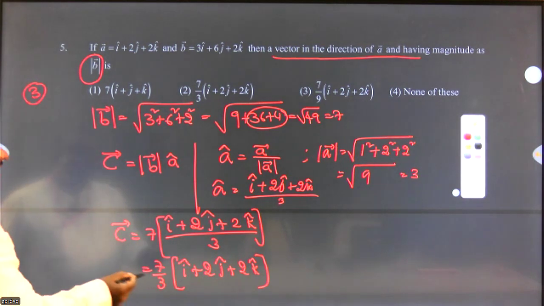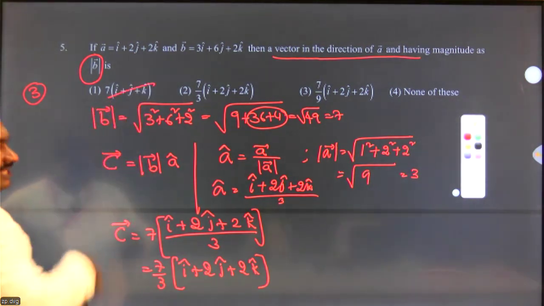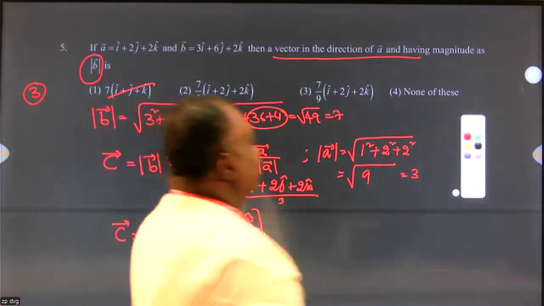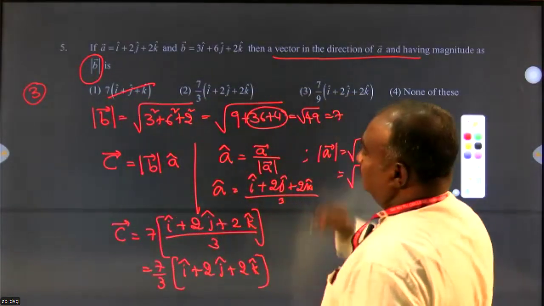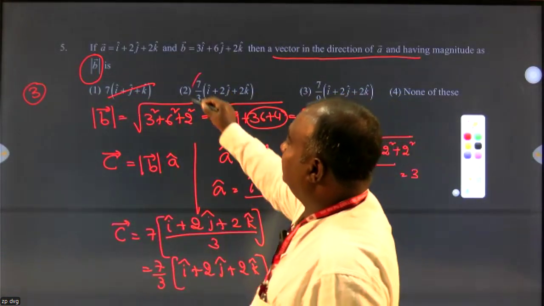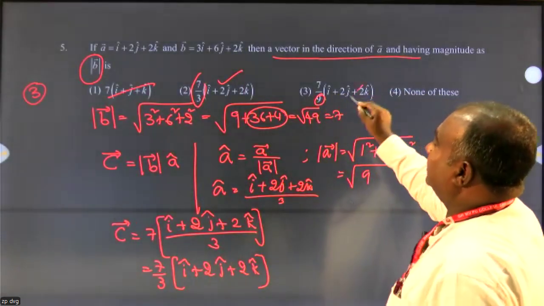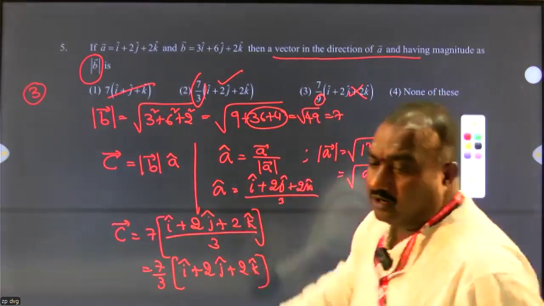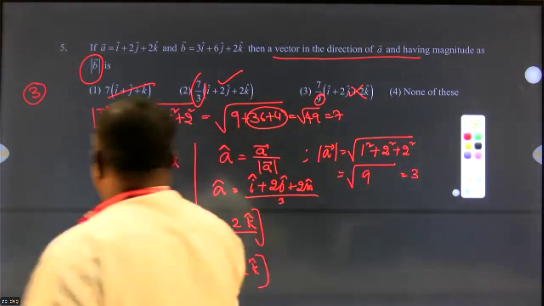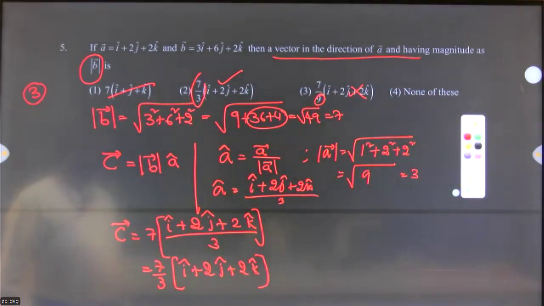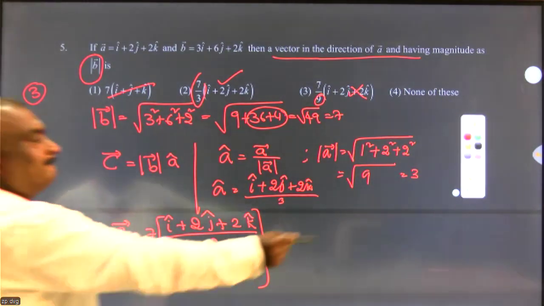First of all, here you can reject this option. Why? Because it is not the vector A. And only these two options are left to check. Here, what did you get? 7 by 3 you got, and the same vector A bar you got. That's why this is 7 by 9, so this is not the answer. The answer is option 2. Check carefully. This type of question was also asked earlier.